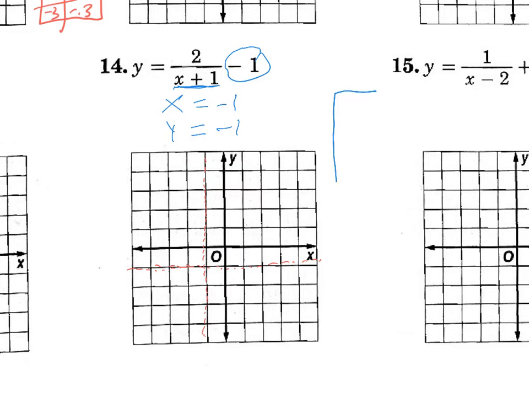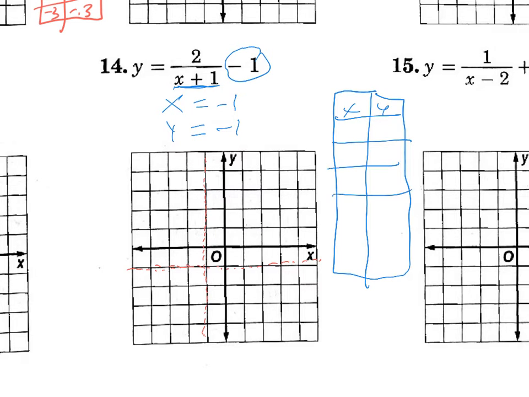So remember, when you graph, you always want to choose x values that are just above and below the x asymptote. So let's do that. How about above? We'll do like 0, 1, and 2. How about below? We'll do -2, -3, -4. Let's try that and see where that gets us.